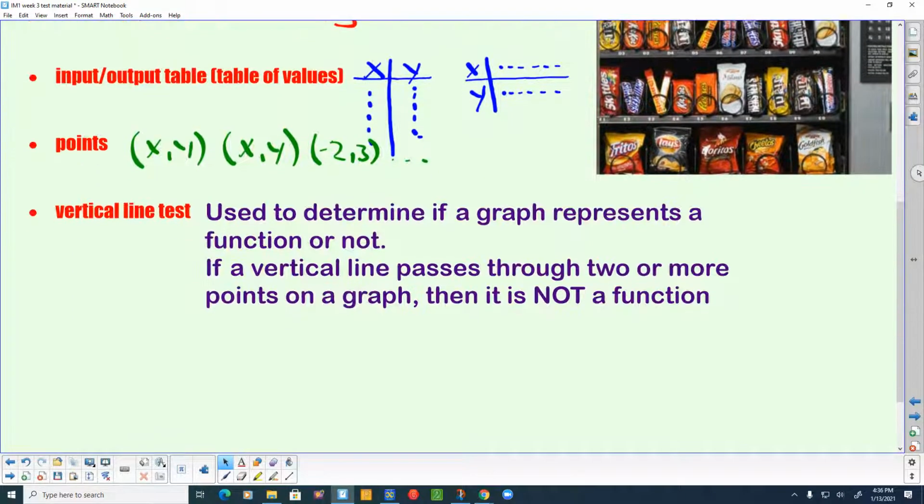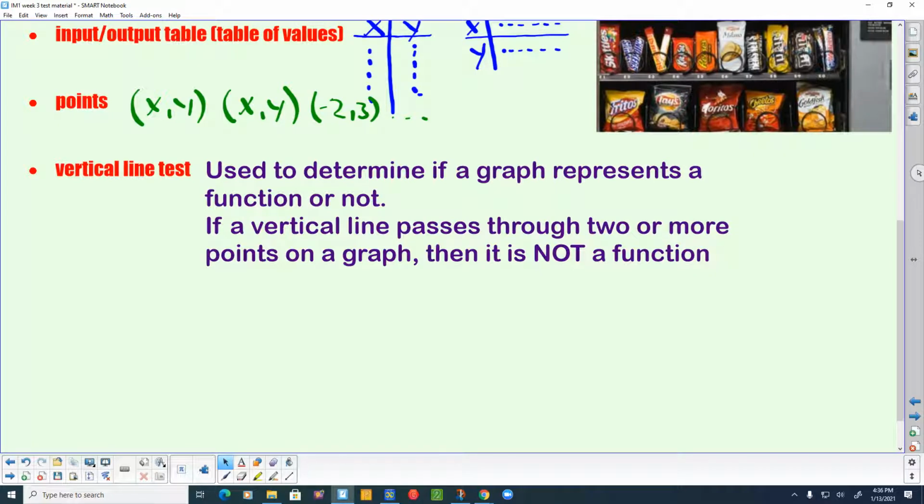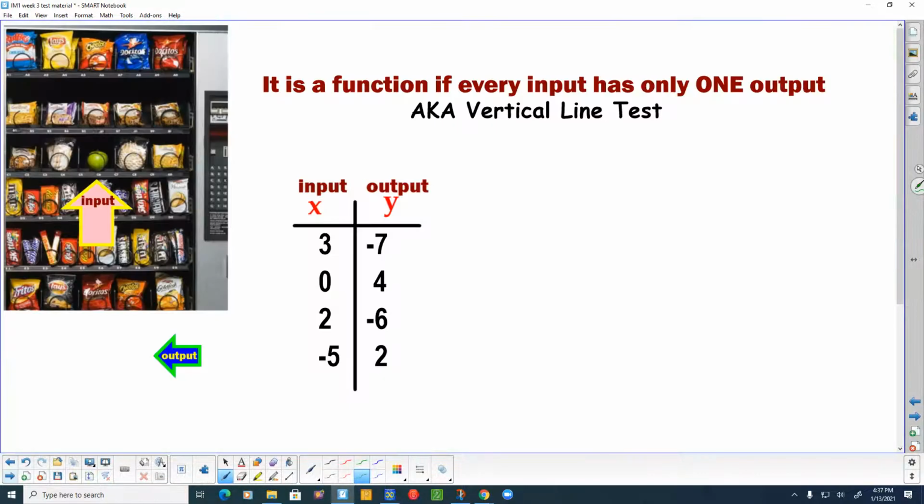This vocab word, vertical line test, should go in your notes. You want to write this down. It is used to determine if a graph represents a function or not. And here's how it works. If a vertical line passes through 2 or more points on a graph, then it is not a function. Key word here, vertical line. A vertical line means it goes straight up and down. So if I can draw a vertical line on a graph and hit more than 1 point, meaning 2 or more, then it doesn't work. And here's how that happens.